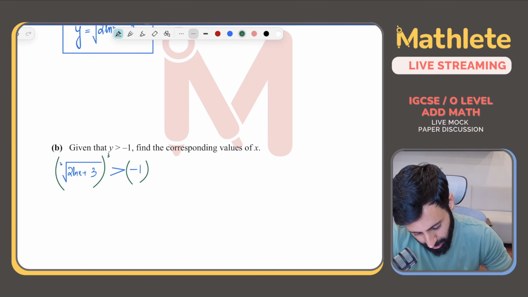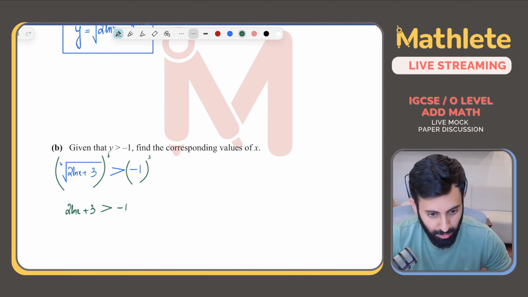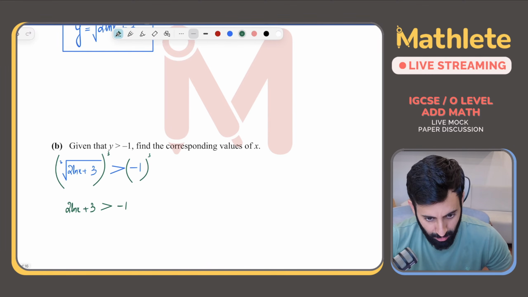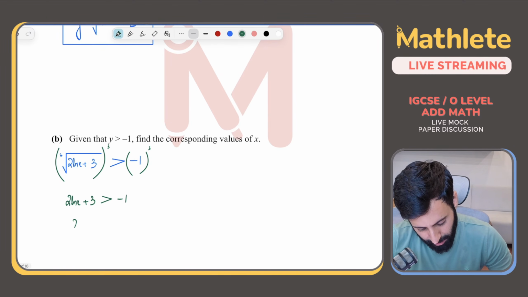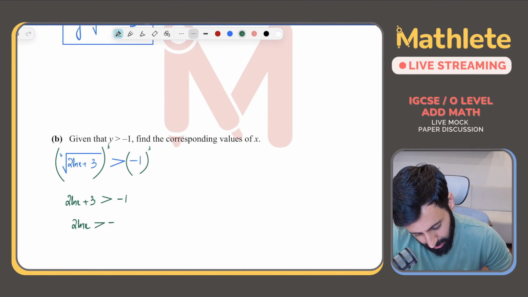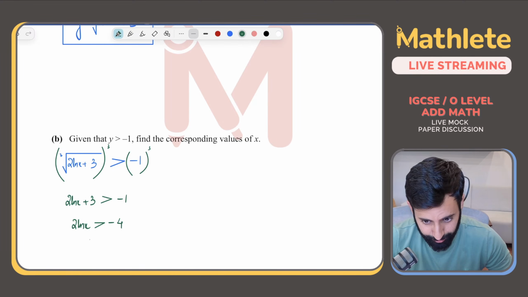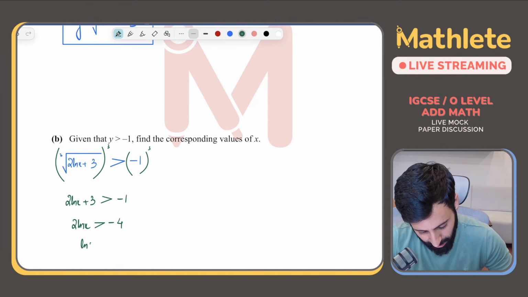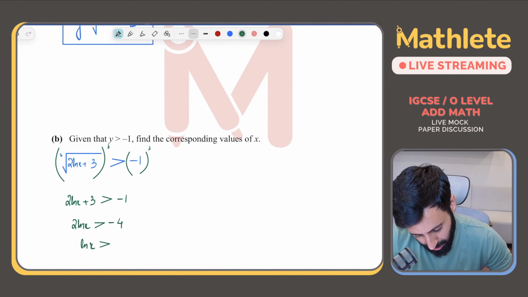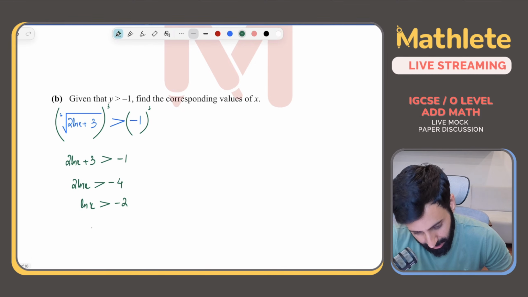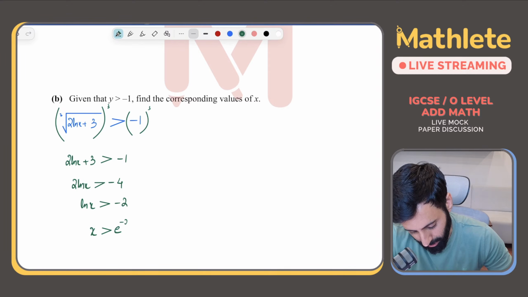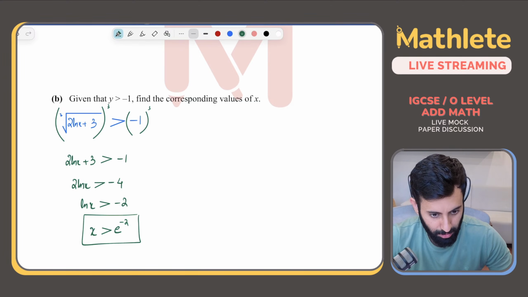So when we take the cube on both sides, we get 2 ln x plus 3. Now what is the cube of -1? The cube of -1 is also -1. So we have 2 ln x is greater than -1 minus 3, that's equal to -4, which means that we have ln x greater than -2. Now we can only write the answer in exact form, and that will be x is greater than e power -2. There you go.